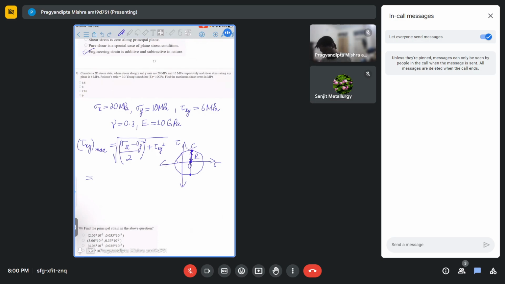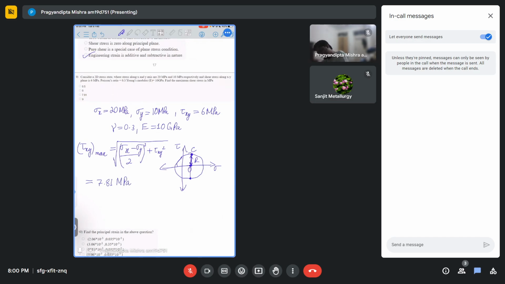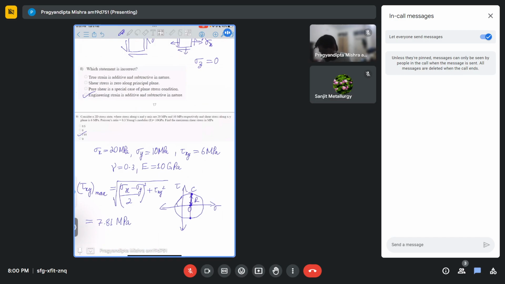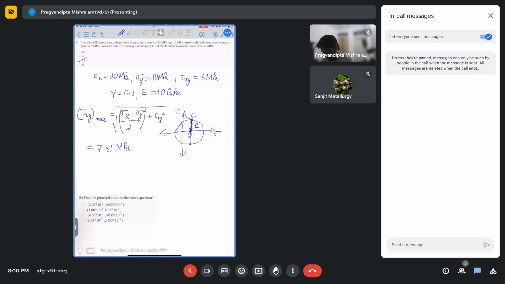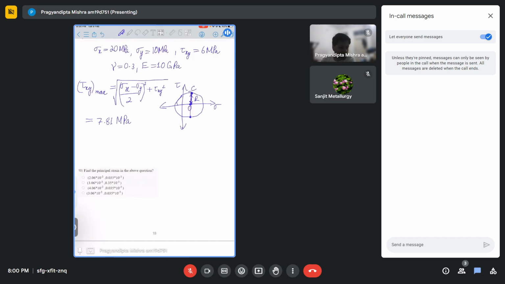I got 7.81 as the answer, I think. Check if you get the same answer. If you don't get the same answer, then let me know. I think that is the correct answer. Okay. I think we are almost out of time. We'll just do this next question and we will end it. I had some more questions, but it's okay. We'll finish with this question.